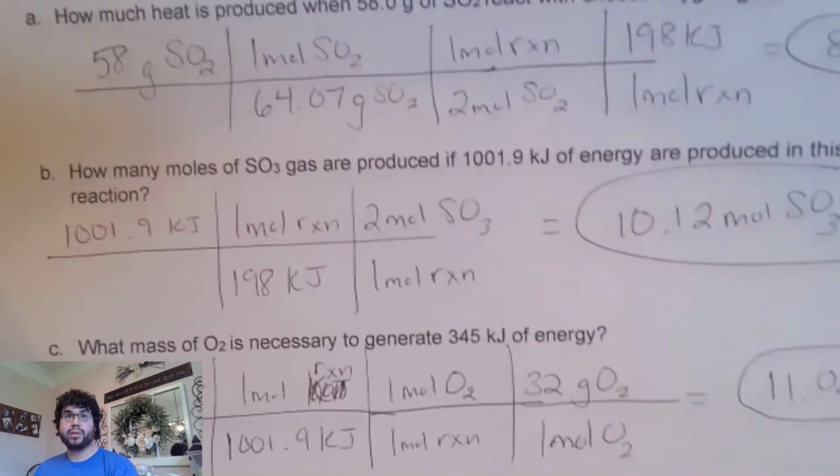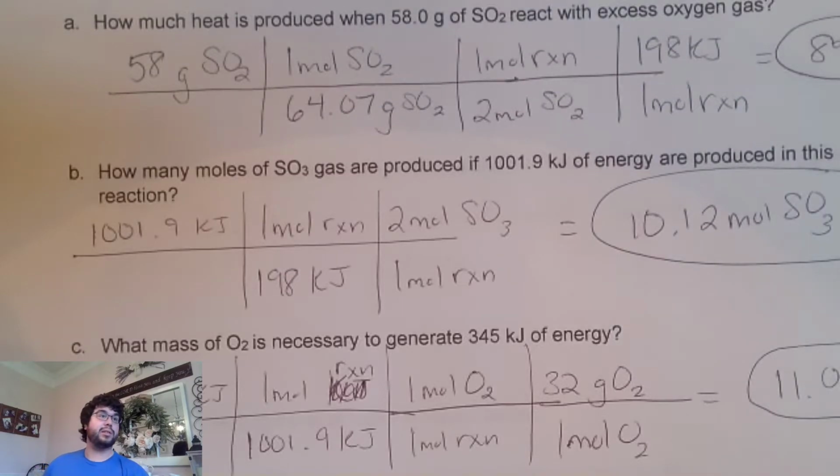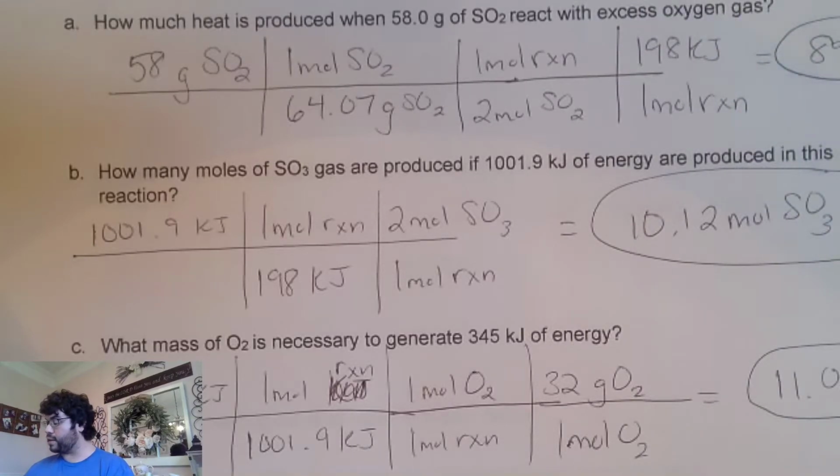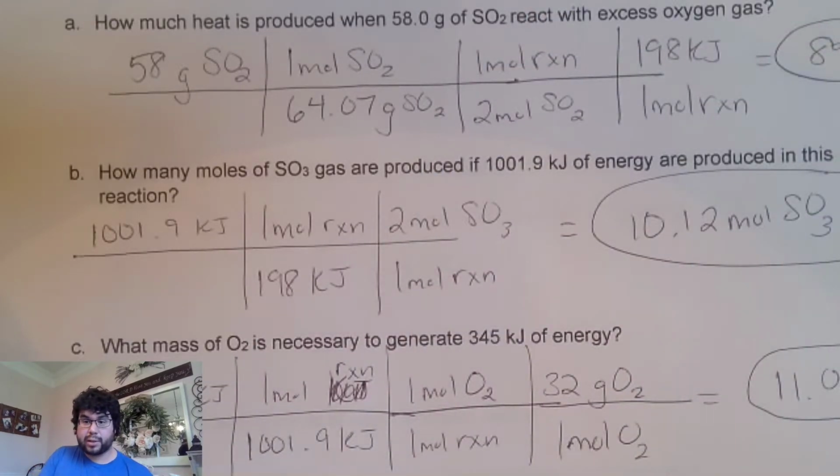Some people ask me questions about number 6 and just in general questions like number 6. So we have a reaction here where sulfur dioxide and oxygen react together to produce sulfur trioxide. I'm going to pause here for just a second.